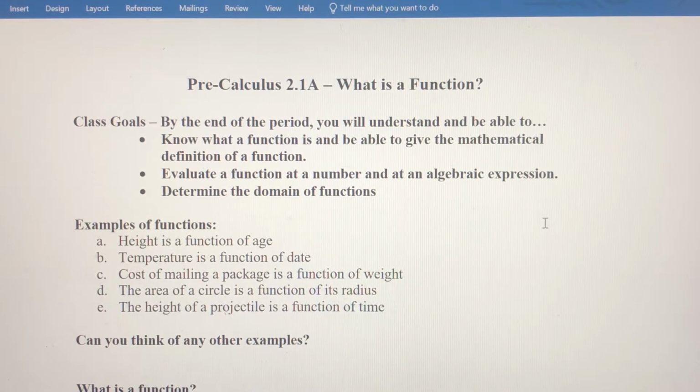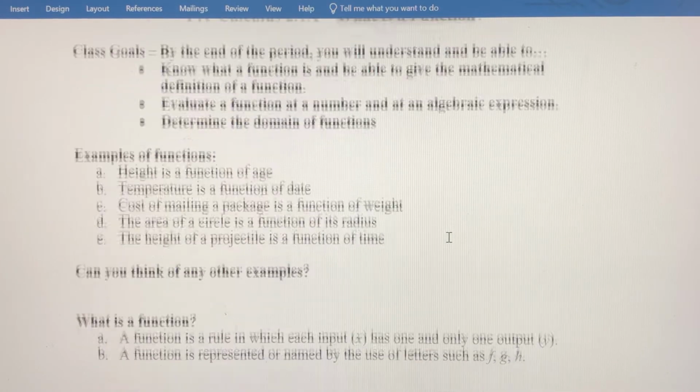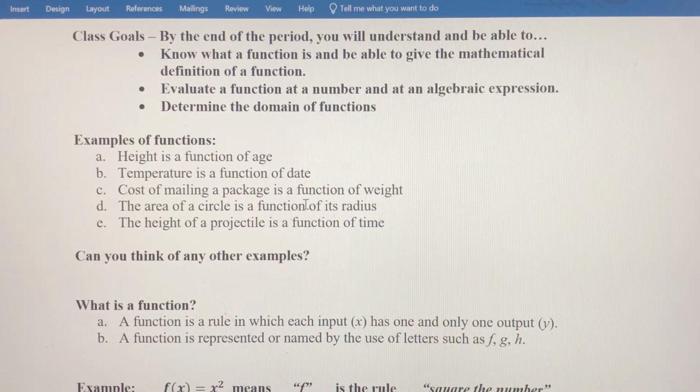Okay, so in this video, our primary objective is going to be evaluating a function at a number, okay? And in the next video, we'll do it at an algebraic expression. But I did want to review what a function is and give a couple of examples before doing that, okay? So examples of functions: height is a function of age, okay?